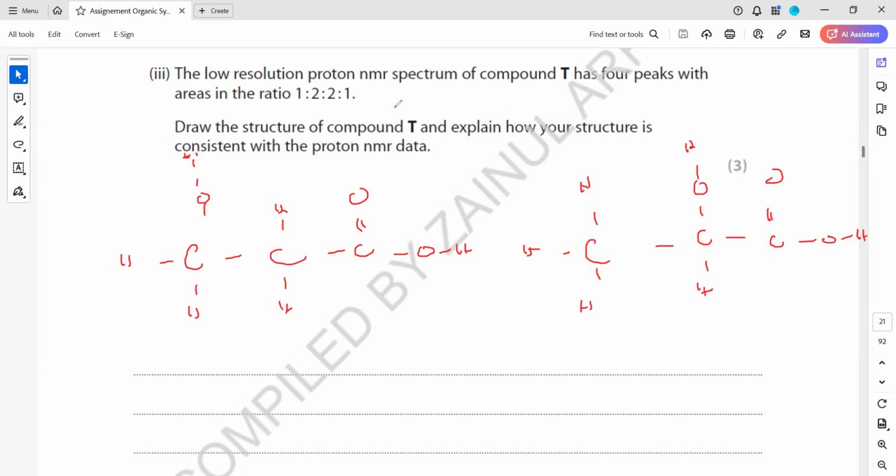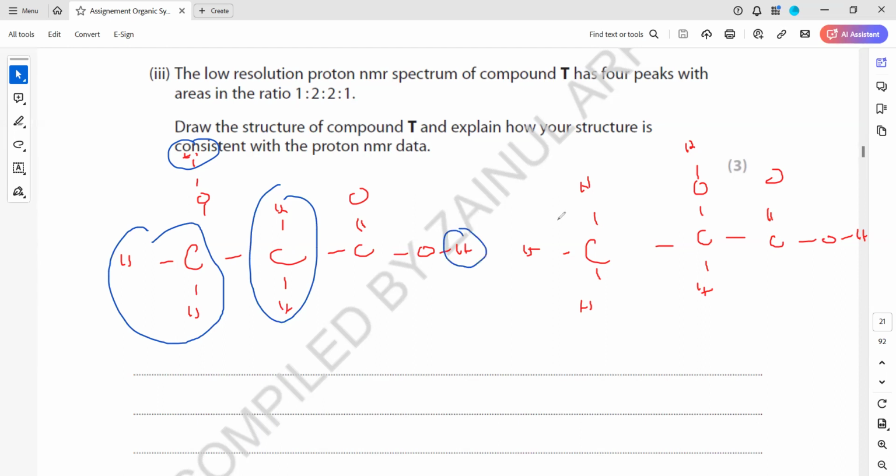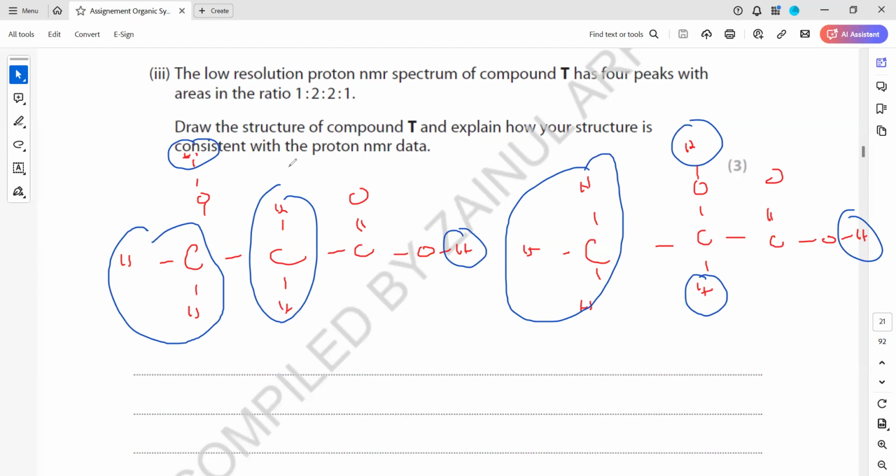Now first, we have 4 hydrogen environments. Remember, this is always isolated, so one hydrogen environment. This is the second hydrogen environment, third hydrogen environment, fourth hydrogen environment. And in the other structure, this is the first hydrogen environment, second, third, and fourth. Both have 4 hydrogen environments, but when you check the ratio, it is 1, 2, 2, 1. The ratio between them is 1 to 2 to.